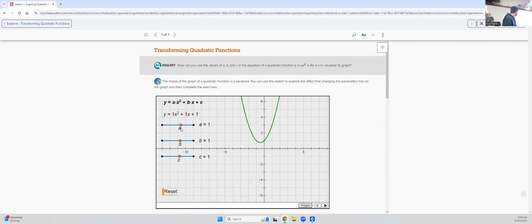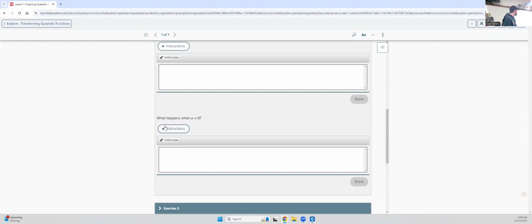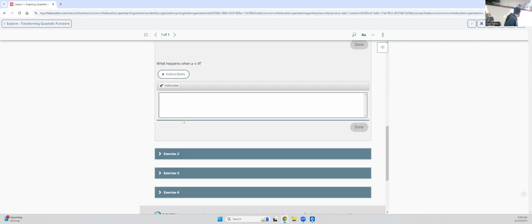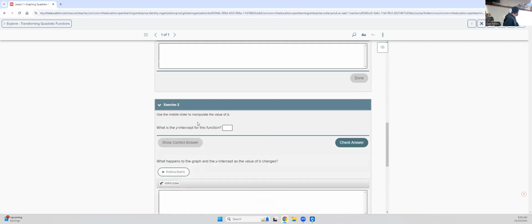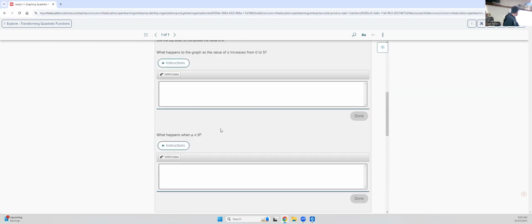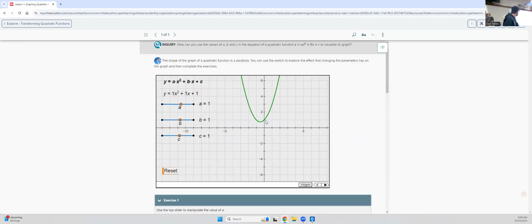It gets narrower. Okay. What happens when A is negative? Yeah, flips it upside down over the x-axis. So it reflects it across. Technically, we'd say it's a reflection across the x-axis. But if you just want to say it flips it upside down, that's fine. Exercise 2. For the value of B, first question here, what is the y-intercept of this function?